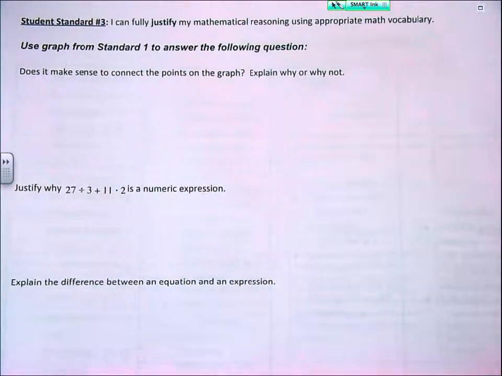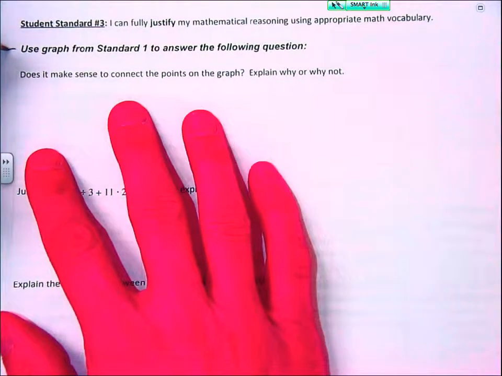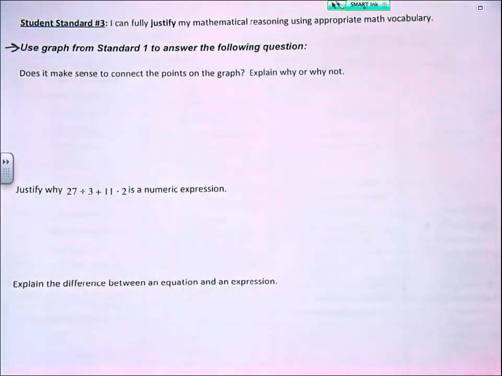So, with that in mind, there are 14 vocabulary words for this chapter. You don't have to use all of them, but you need to make sure those are being used as well as other math words. So, the first question we have been talking about. And notice how it says use the graph from standard 1 to answer the following question. It's in bold and italics. And so I need to go back to the first question.